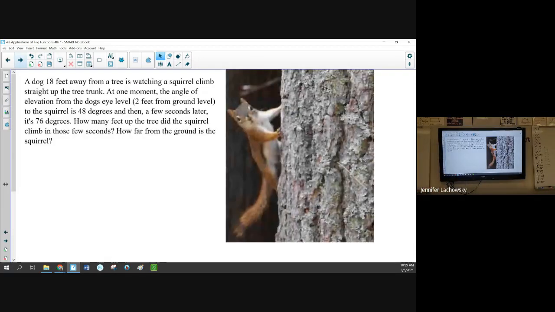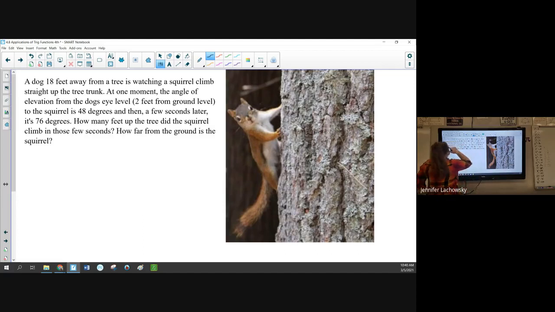Okay, a dog 18 feet away from a tree is watching a squirrel climb straight up a tree trunk. At one moment, the angle of elevation from the dog's eye level, 2 feet from the ground level, to the squirrel is 48 degrees, and then a few seconds later, it's 76 degrees. How many feet up the tree did the squirrel climb in those few seconds, and how far from the ground is the squirrel? So, let's draw the situation.